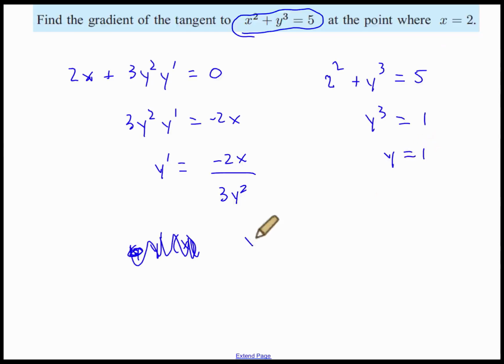So that means that y prime is going to be equal to negative 2 times 2, this value of x, over 3 times 1 squared, which is 3. And so your final answer is negative 4/3. So the gradient to the tangent of x squared plus y cubed equals 5 at the point where x equals 2 is negative 4/3. All right, that is all I have for today.